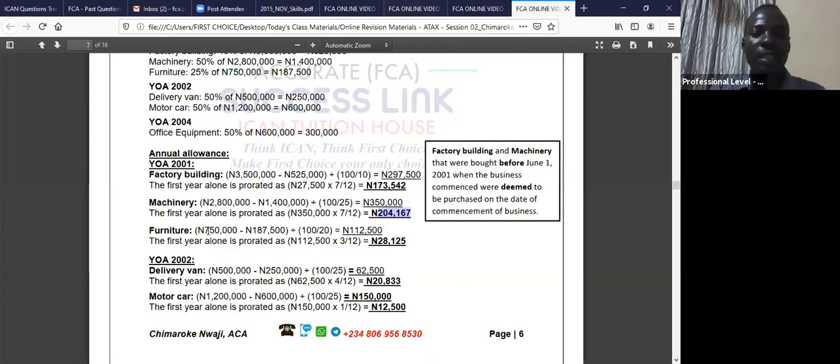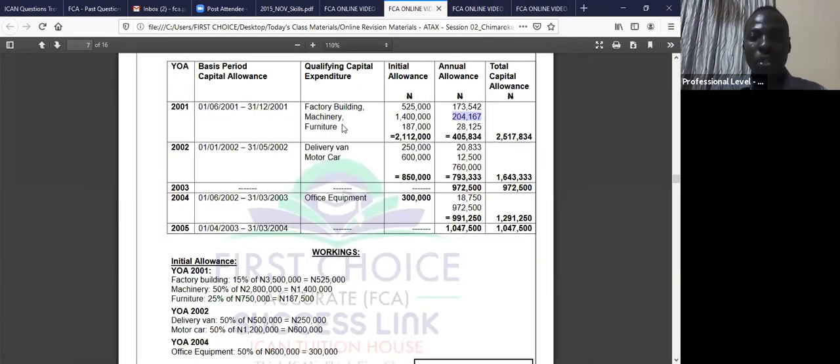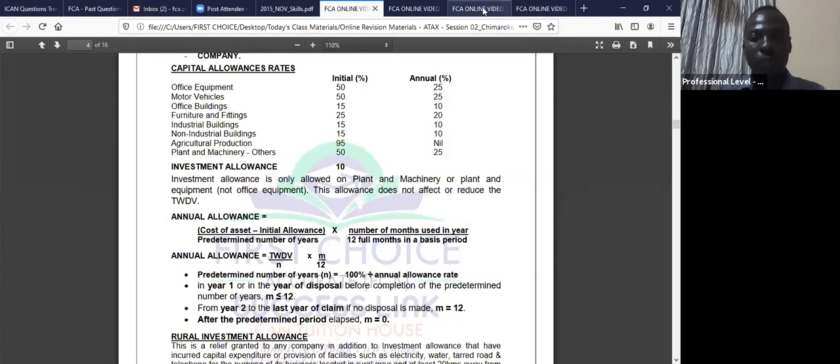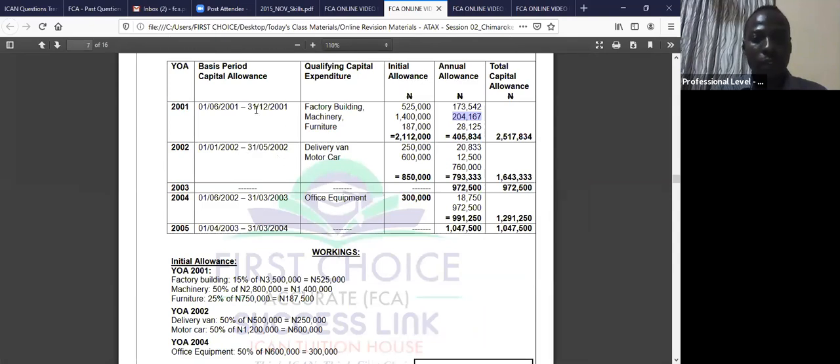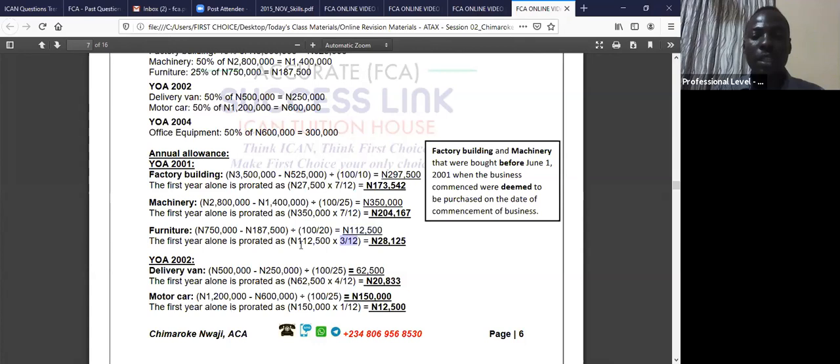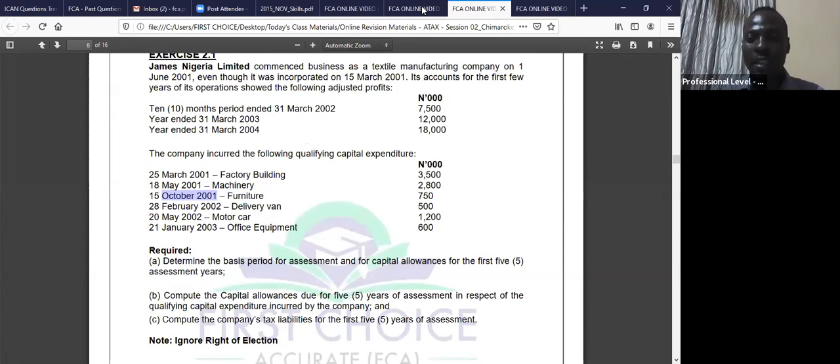Now, the third one here, the same process. Numerator, cost minus initial allowance. This one is 5 years here, gives you this figure. You now have to prorate, but not for 7 months now. Let's see how many months. You go back to your question and you see when was this furniture bought? Furniture was bought when? October. So if it was bought in October and this period ends in December, we have October, November, December. That means we're talking about 3 months here out of 12 months. That is how you prorate it. When you prorate it that way, you have this 28,125. And that's what we have here in our answer.